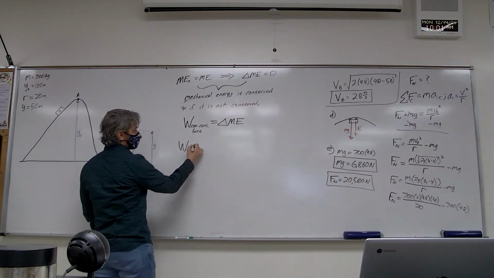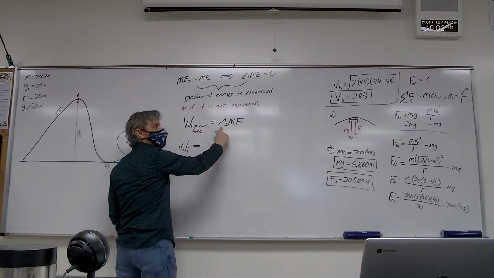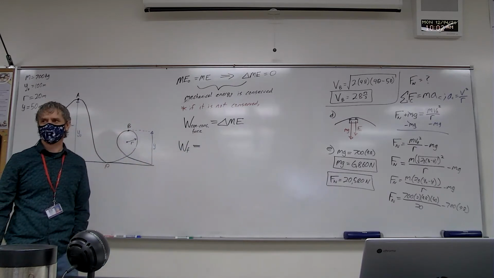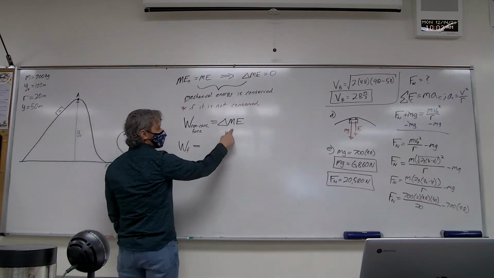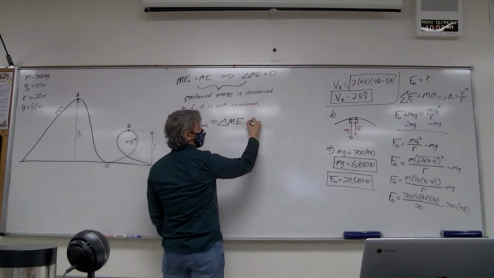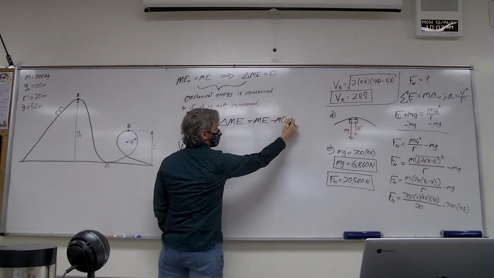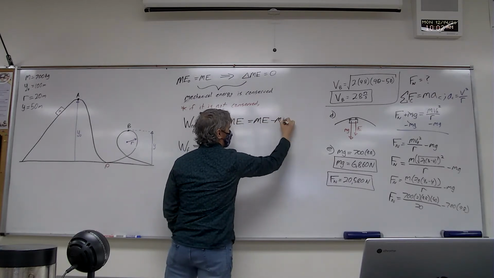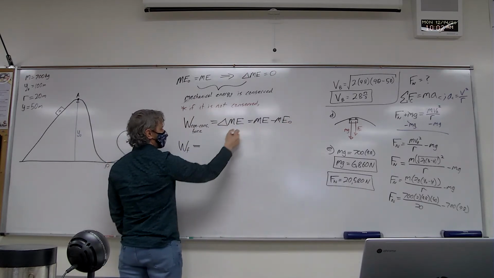All right, well, let me write what this means. The work done by friction is the non-conservative force changes the total mechanical energy. It takes some of that mechanical energy away. Well, change in mechanical energy is just final mechanical energy minus the initial mechanical energy. So that's going to be my final mechanical energy.